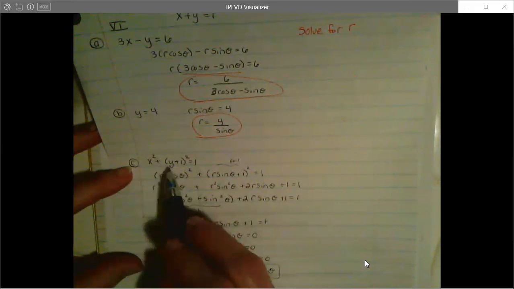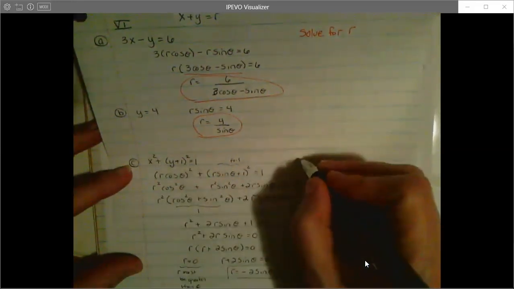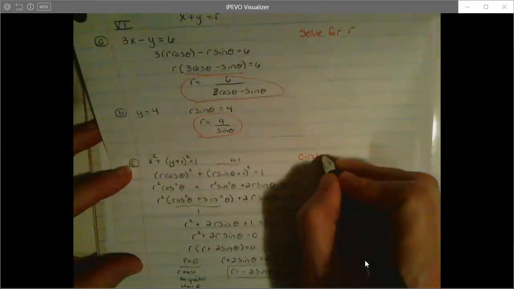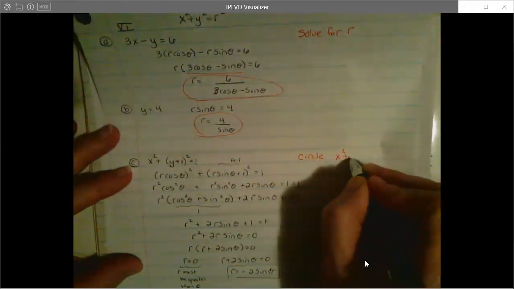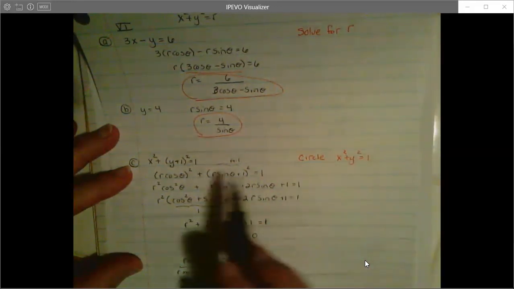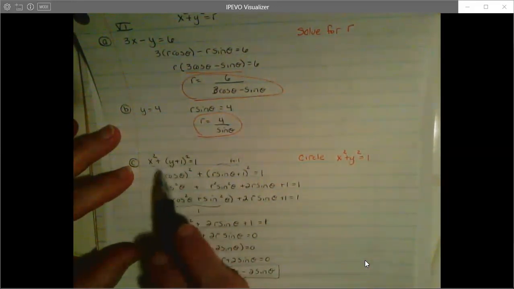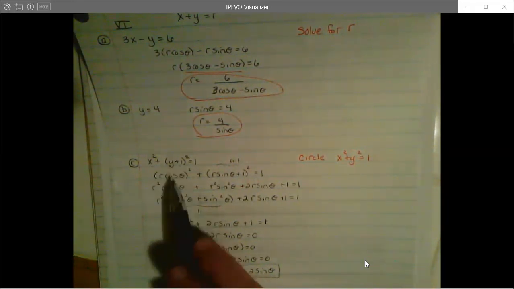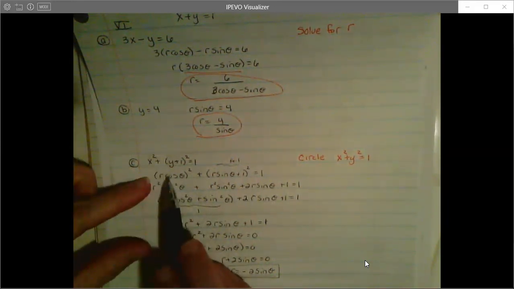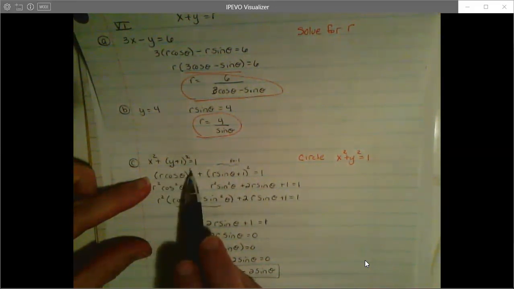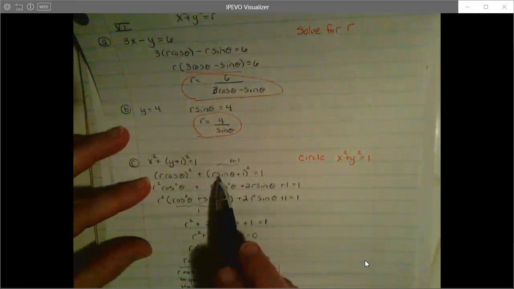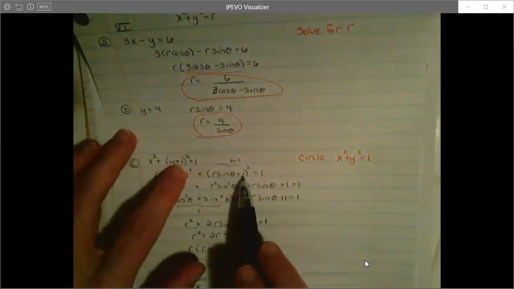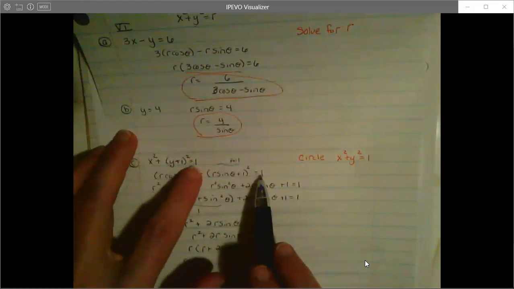Okay, the next one, I have x squared plus (y plus 1) squared equals 1. So remember, this is the formula for a circle. Anytime you have x squared plus y squared equals something, that's a formula for a circle. So I have a circle here with a center at (0, -1). So let's go through the problem. So I'm replacing x with r cosine theta, but it's x squared, so I have to put a squared here. And I'm replacing y with r sine theta plus the 1, and that's all squared. And then there's the equals 1 on the end.